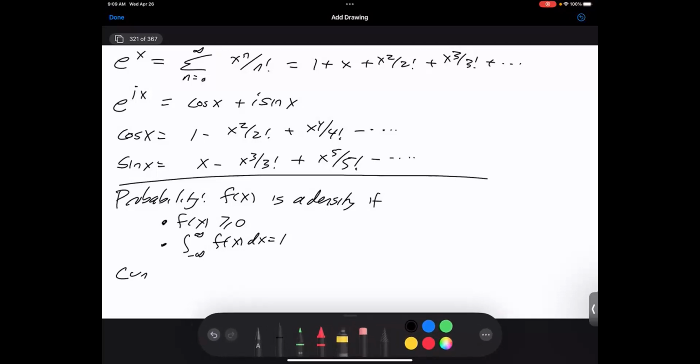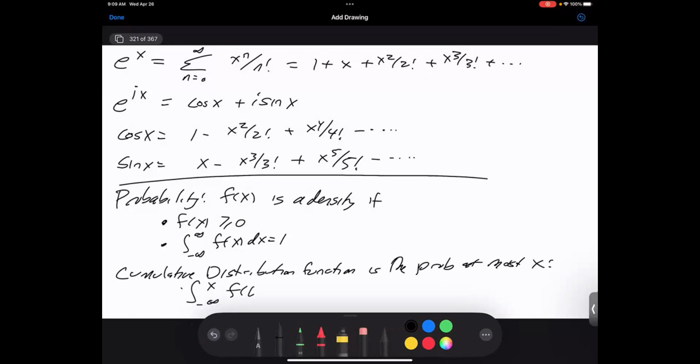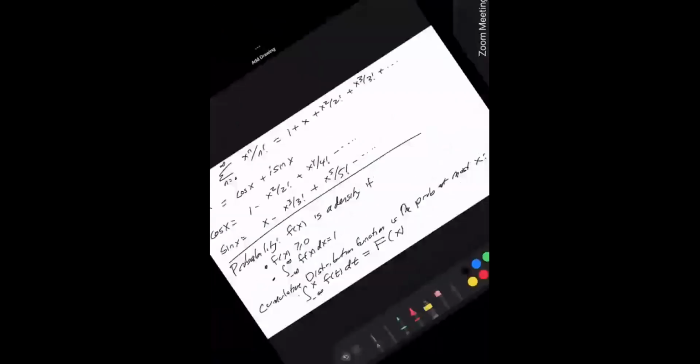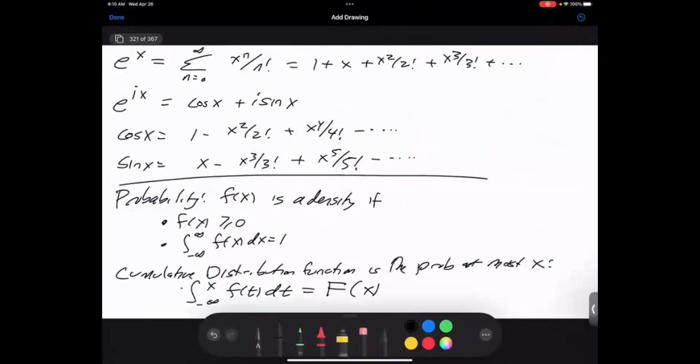We say the cumulative distribution function is the probability that you're at most x. So it would be the integral from minus infinity to x of f of t dt. And we'll just call that big F of x. Okay. So this is an extremely useful quantity to compute. It's the probability you get a value at most this large. So we need to compute this.